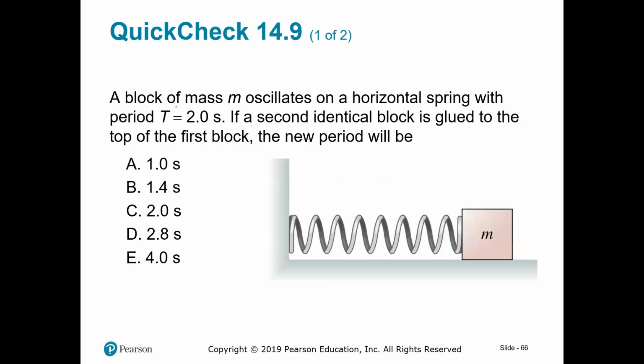Then how about this? A block of mass M oscillates, and T is 2 seconds. If a second identical block is glued to the top, so now everything is the same except you add one more mass, the new period will increase, of course, right? Because you have a heavier one, it will move slowly back and forth. I'm sorry, the T will increase, right? Because it moves slower. So the answer must be either D or E.